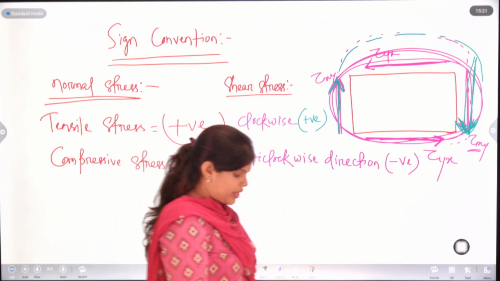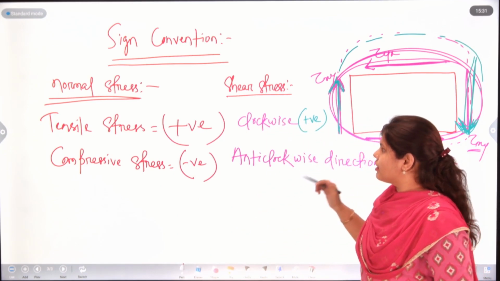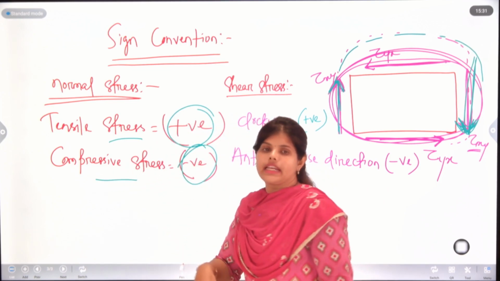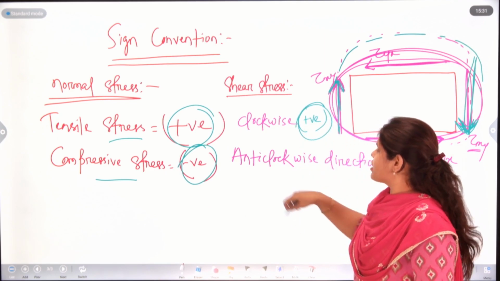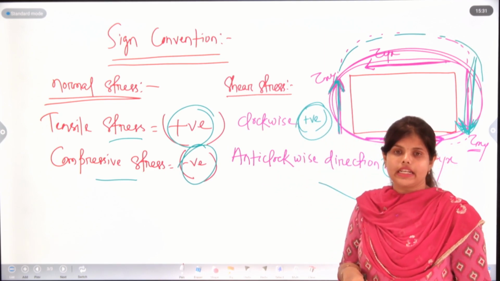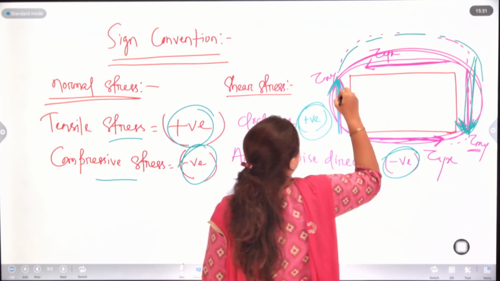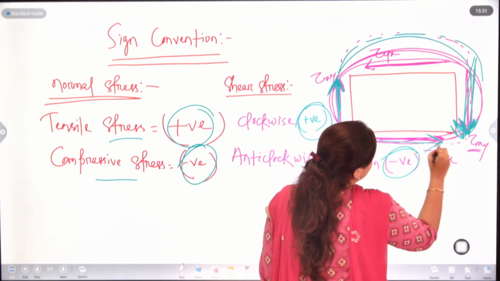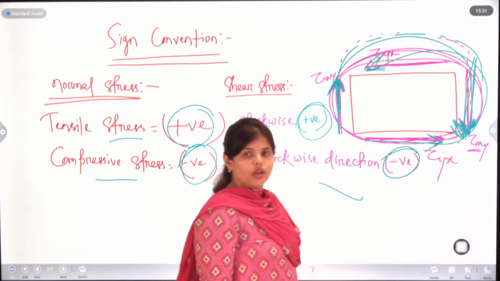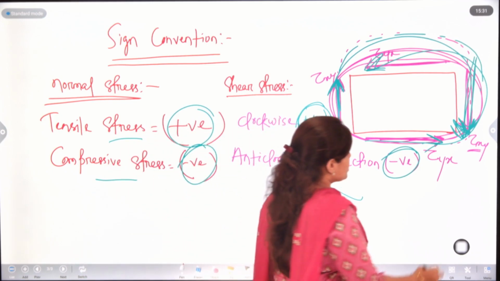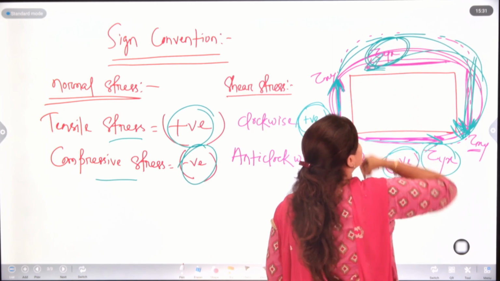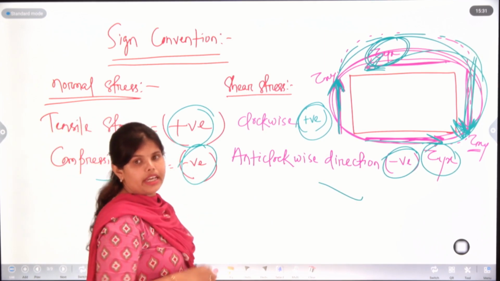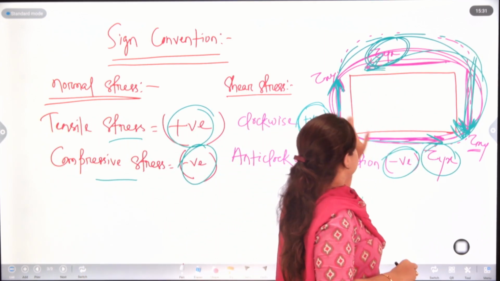Now we have understood the sign convention better: for tensile stress we take the positive sign, for compressive stress the negative sign, for clockwise direction positive, and for anti-clockwise direction negative. If it is moving in this direction, this will be the opposite direction. So, always this tau yx and this will be the same, right. There will be no change of values in this and this and this and this.